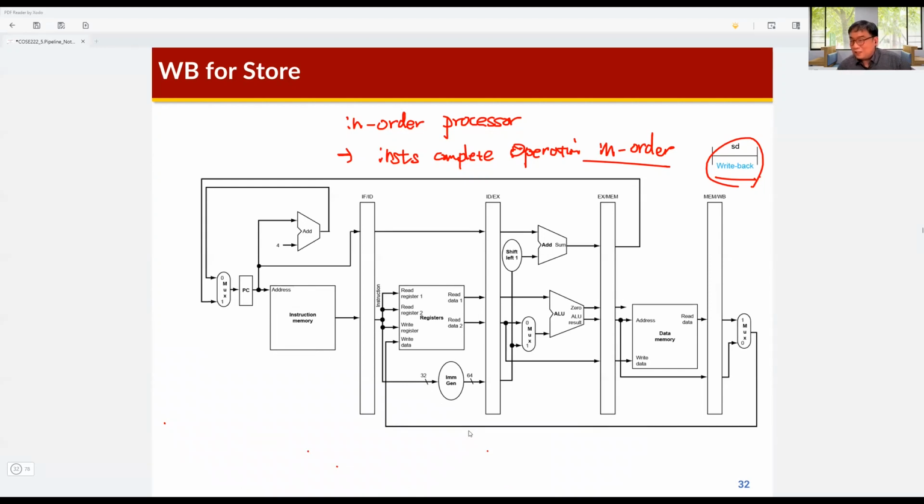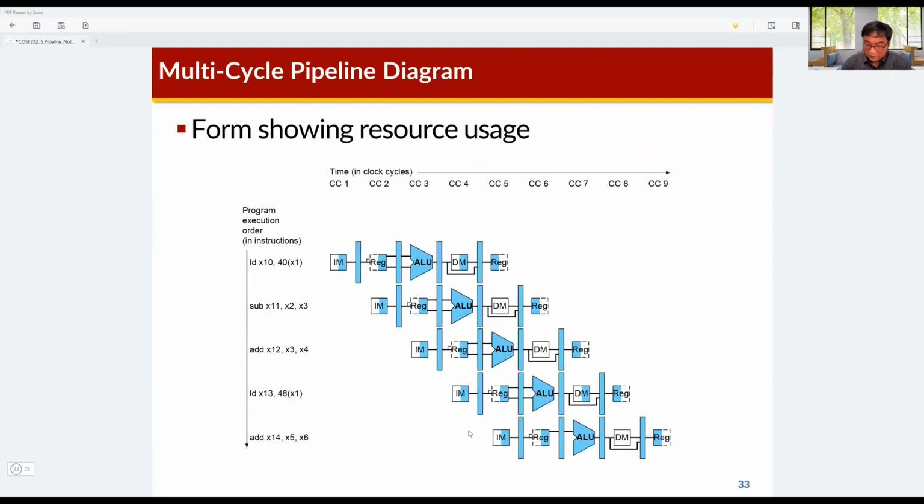It's the same for the store instruction. The store instruction does not require a write back stage, but this write back stage is also performed for the store instruction. That means that just one clock cycle is consumed by the write back stage of the store instruction, even though no operation is performed for this write back stage. I hope you can understand.